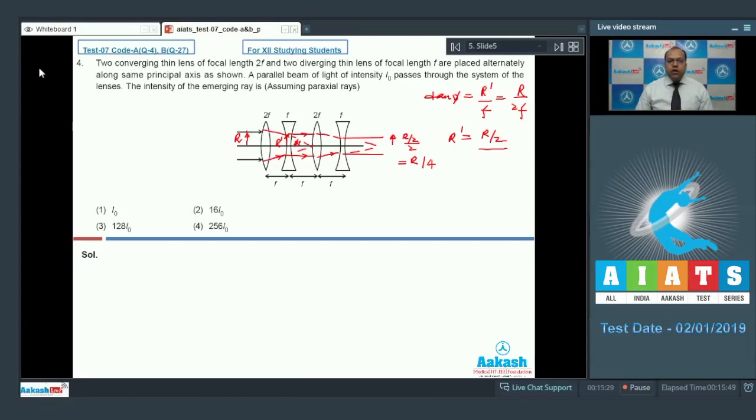Now the power or energy per unit time incident on this cross section and on this cross section will remain the same. So intensity into pi r square must be equal to constant. The incident light intensity is I0, so I0 into r square is equal to I final into r by 4 whole square. From here, the value of I final comes out to be 16 times I0. So option 2 is the correct answer. The correct answer for question number 4 is option 2. Let's move to question number 5.